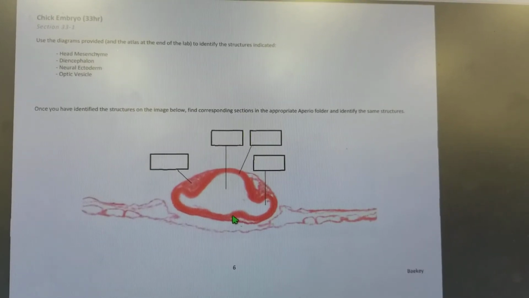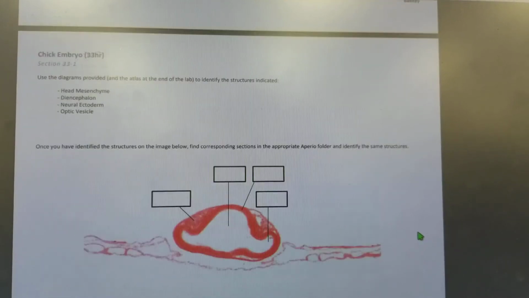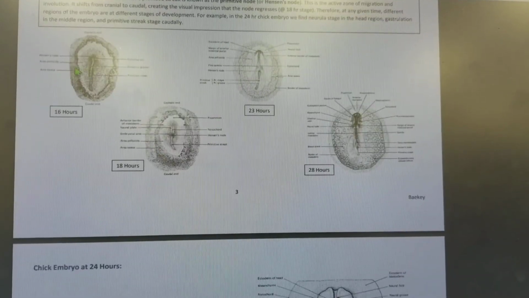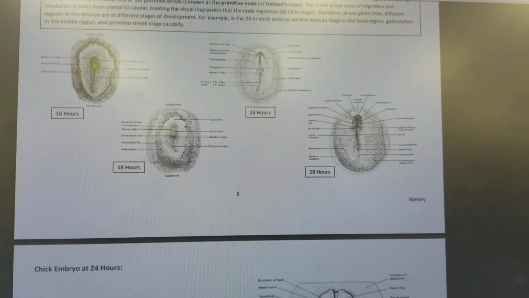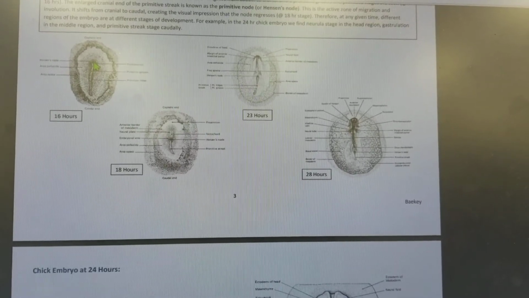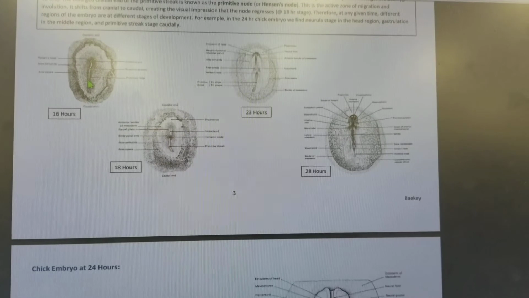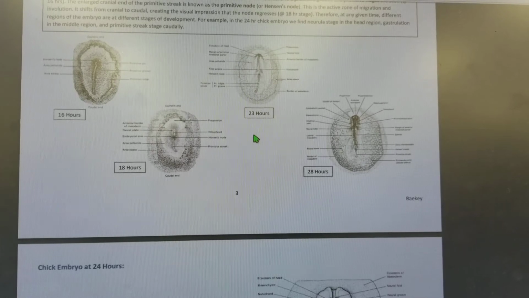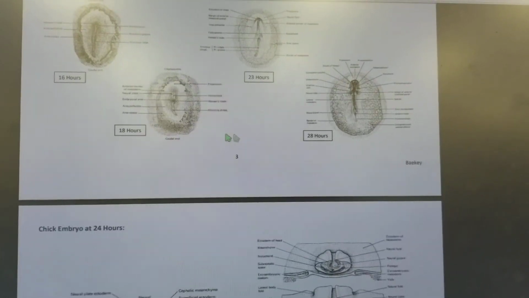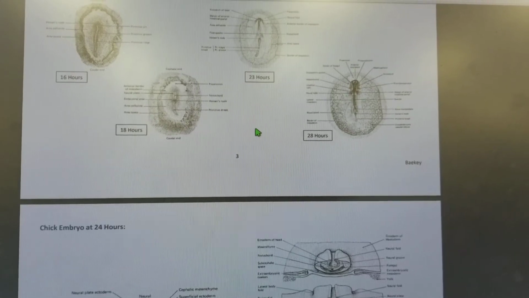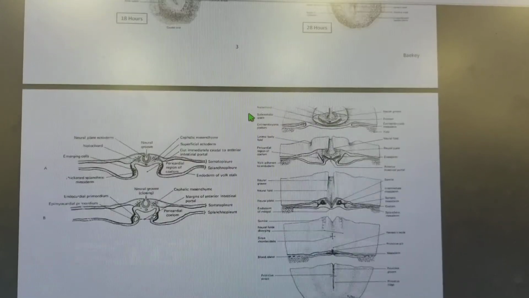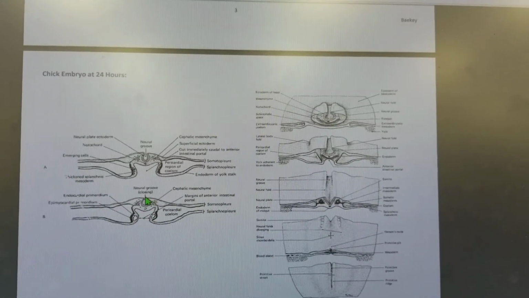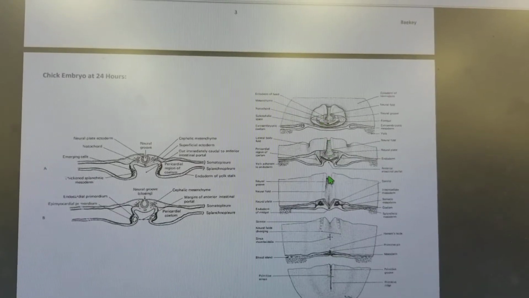But if you look at this diagram here, remember this is taking place after the primitive streak has formed, and we have the formation of the primitive node. That gives us cranial to caudal orientation, left to right orientation, and then we have a dorsal ventral orientation with the formation and identification of the notochord. So here's the notochord right here, and then here we have the neural groove closing in. And this is what we're seeing.